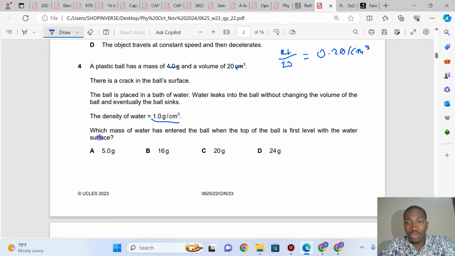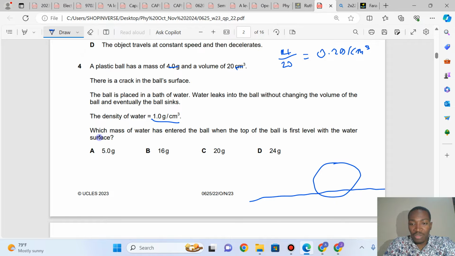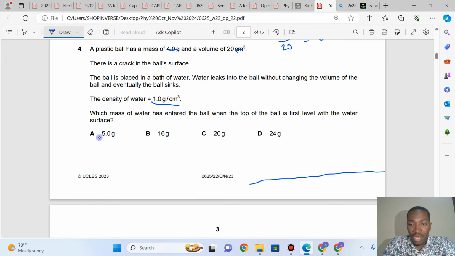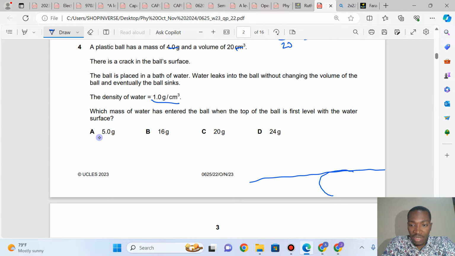That means ideally the ball is supposed to float in water, okay? The ball would be expected to float in water. The ball has a crack. But now, because of the crack, water began to enter into the ball until it eventually looks like this, okay? The ball is exactly at the same level with the water surface. So at this stage, we can say the density of the ball must equal the density of water.